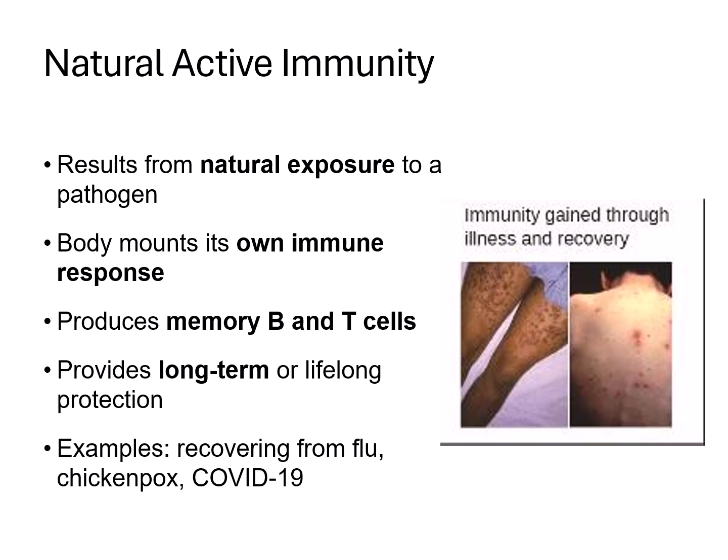In natural active immunity, this is immunity acquired through actual infection. So the immune system will fully activate, generate those memory B and T cells for future secondary response, and this provides long-term protection. Examples include recovering from influenza, COVID-19, or chickenpox.